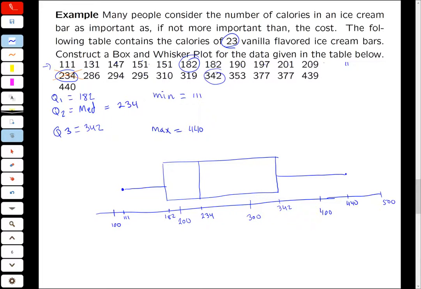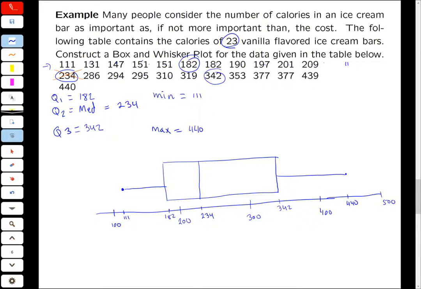Where is it most clustered? Where are the lines or the regions smallest? 182 to 234. This is the most clustered. Remember, it's 25% of your data in each one of these regions. So this one, the 25% is squished in here. And this one, the 25% is spread out. You guys see that? That's the visualization. That's what's happening here. Over here in this small region, this is where your data is clustered.